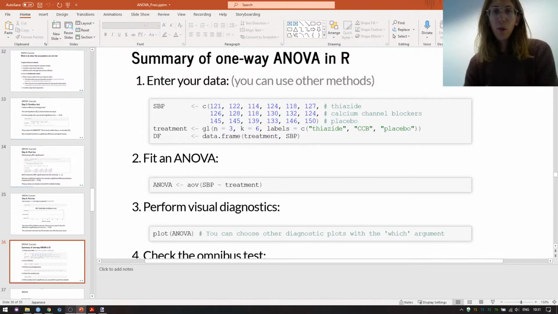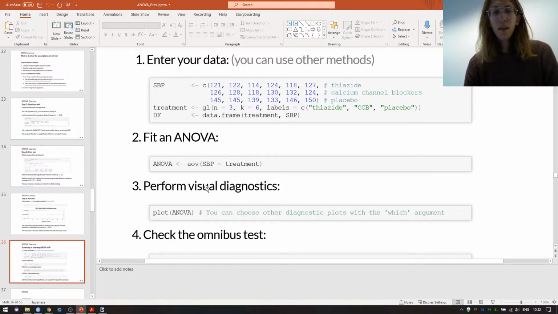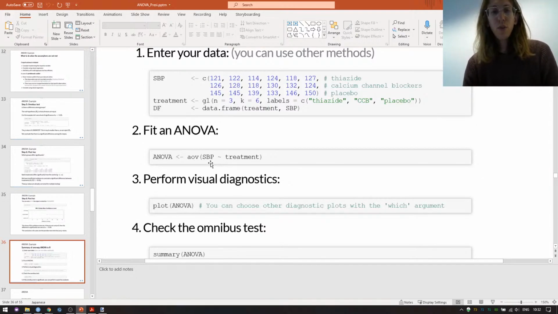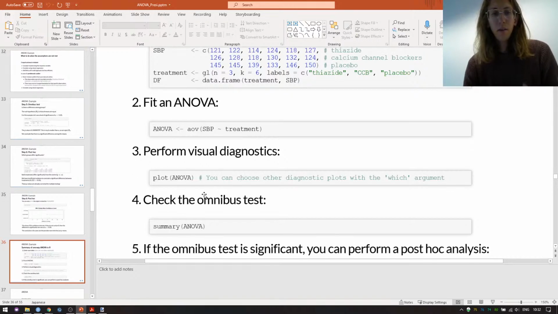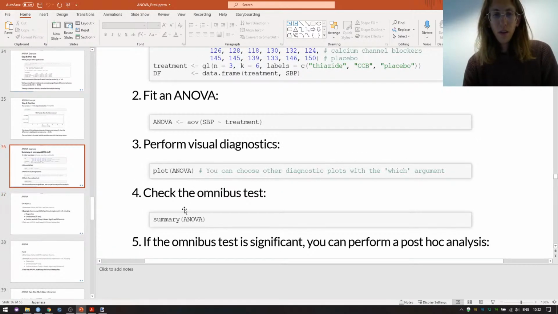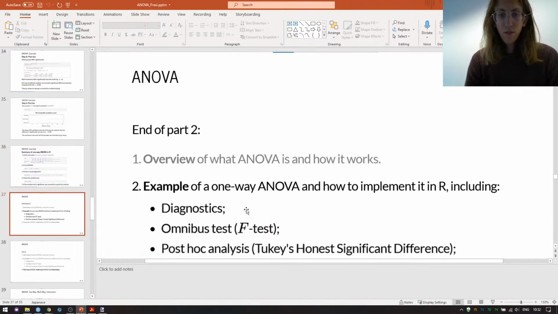Okay, so a quick recap of all the steps that we took in the analysis. First, we read in the data. We fit the ANOVA. So aov, that is the function we use for it. We have the response, we have our groups. We can do a visual check, so we plot the ANOVA. Then we check the Omnibus test. So with summary of the ANOVA, we can see the F-value and the p-value related to it. And then we can perform a post hoc analysis.